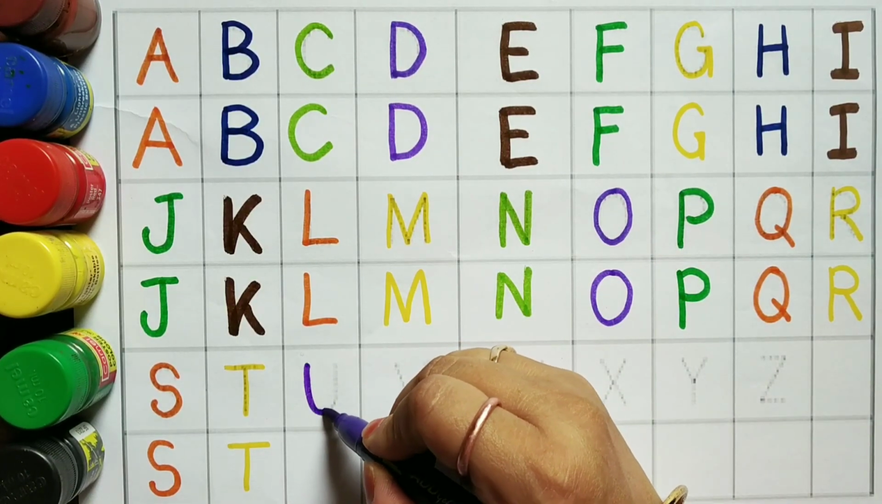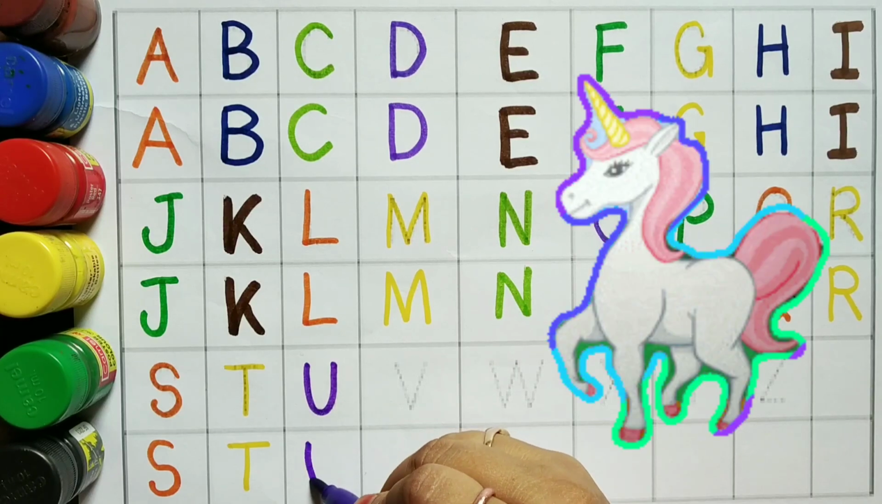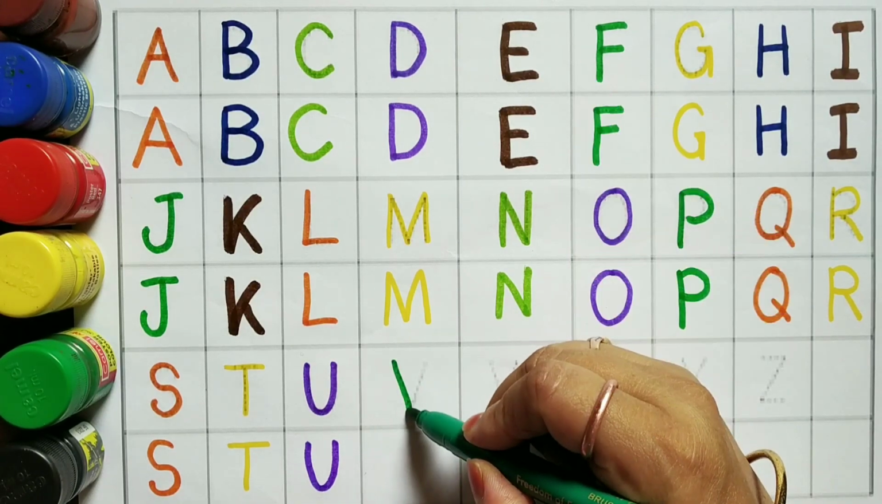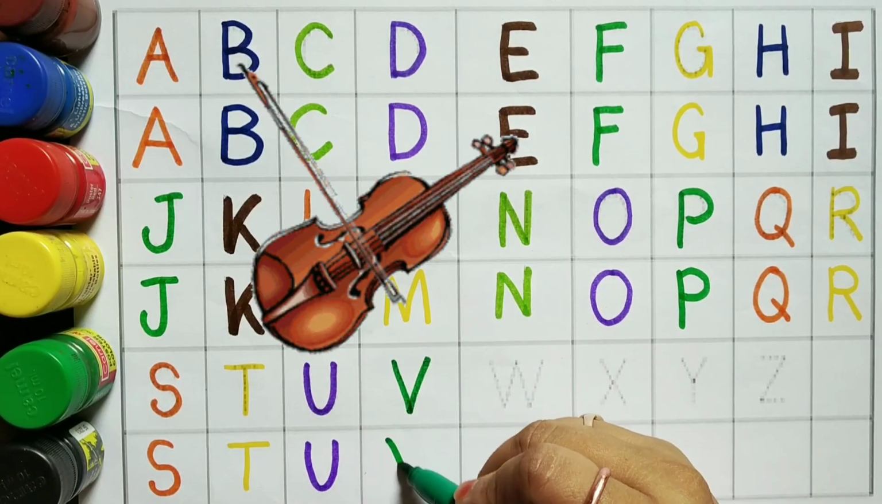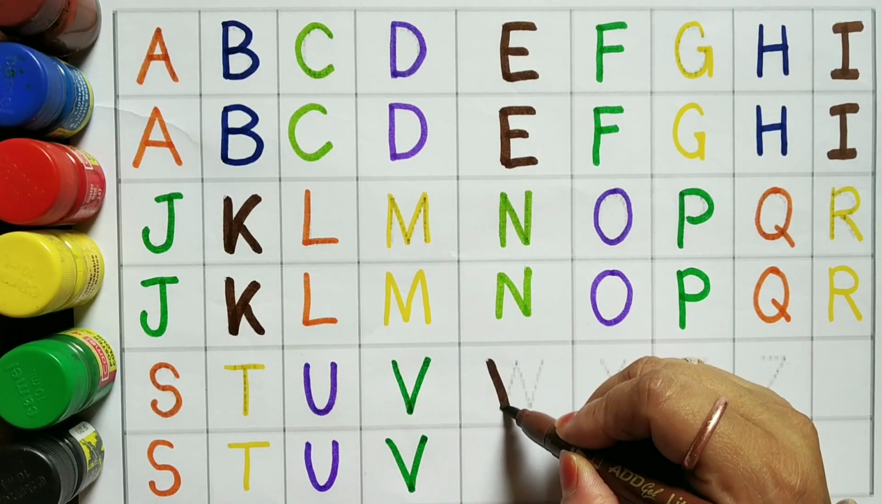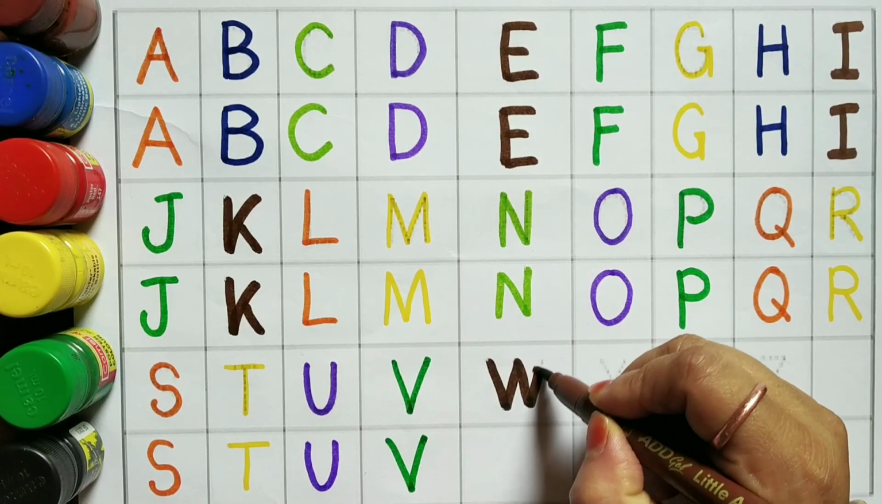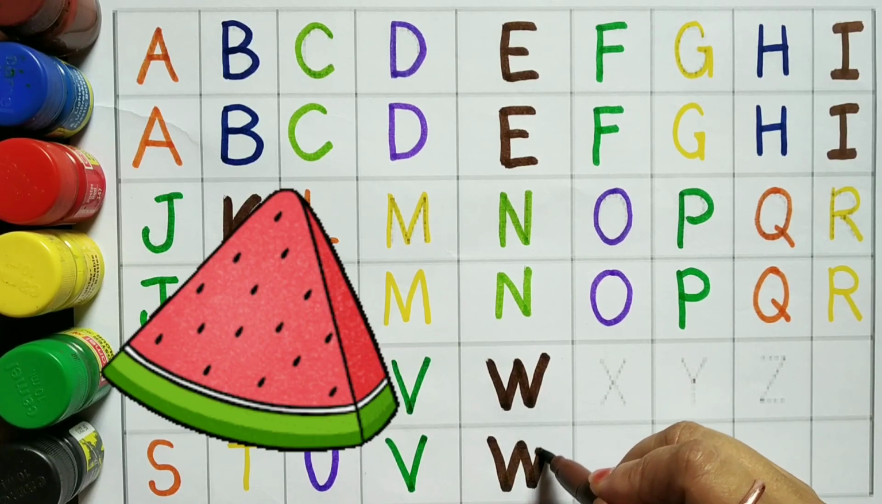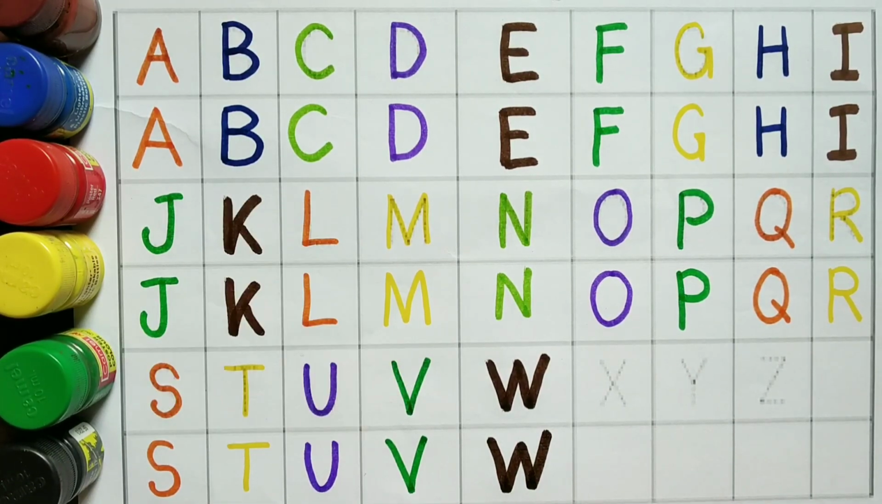U, U for unicorn. V, V for violin. W, W for watermelon.